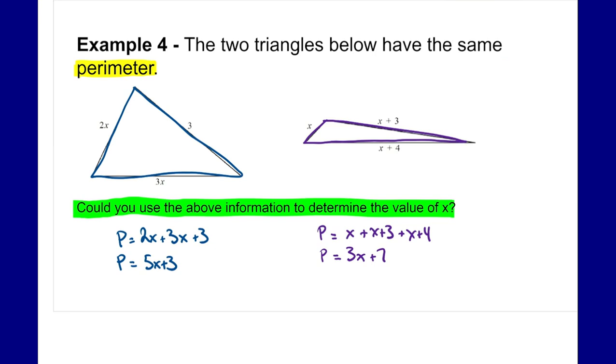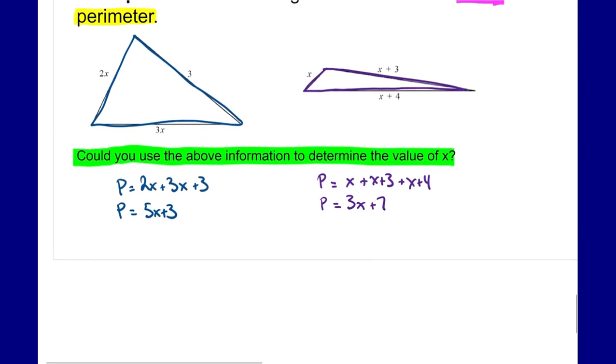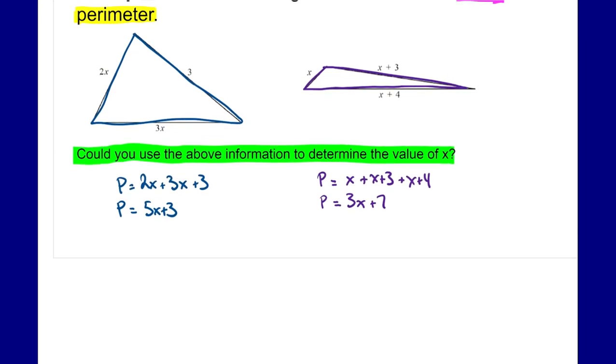I'll use a different color because we used that for numbers. We have the same perimeter. So the same perimeter is a keyword that will help us answer this question because it's saying that these two perimeters have to be the same. Or in other words, these two perimeters have to equal each other. So 5x plus 3 has to equal 3x plus 7.